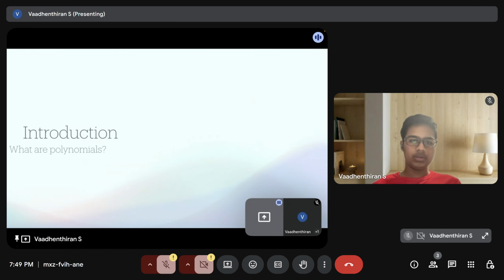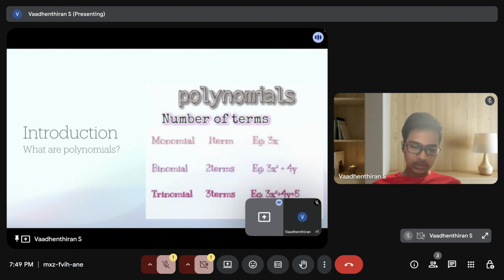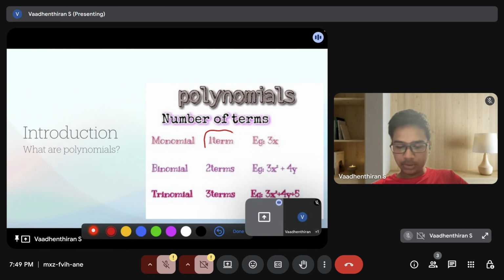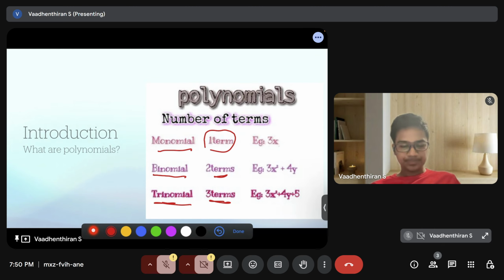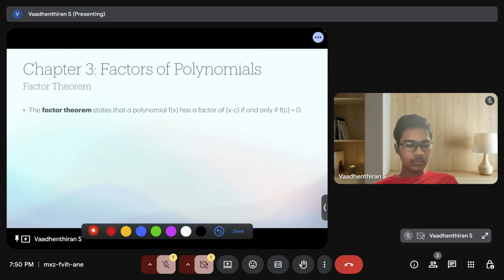So what are polynomials? Polynomials are any equation or function that contains one or more terms. One-term polynomials are called monomials, two-term polynomials are called binomials, and three-term polynomials are called trinomials. There are two key topics we will be covering: the factor theorem and the remainder theorem.